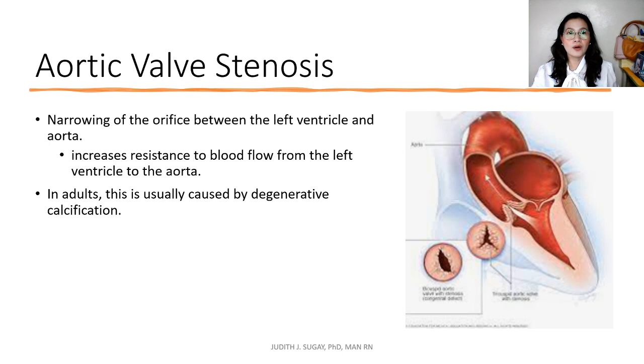So next, aortic valve stenosis. This disease occurs mainly in the elderly. It causes the aortic valve opening to narrow. If that happens, there will be resistance to blood flow from the left ventricle to the aorta. This is an illustration of a narrowed, or stenotic, aortic valve. So this one, it's smaller.